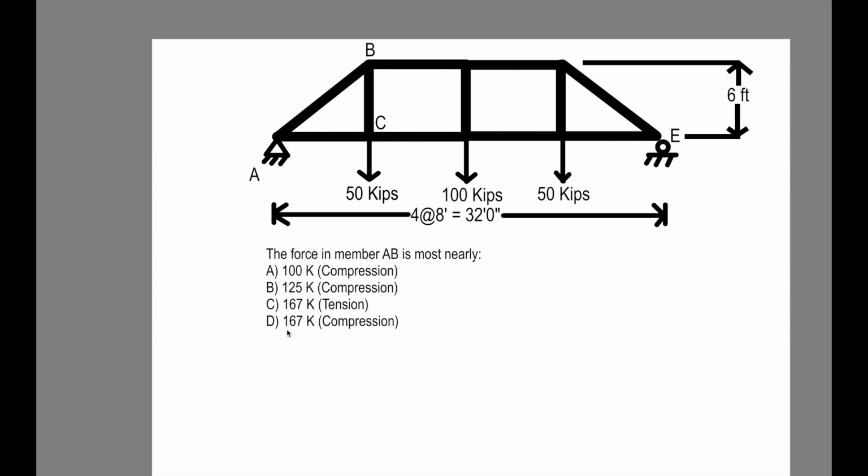We have a 50 kip force at node C, we have a 100 kip force in the center of the truss, and then we have a 50 kip force just to the right of that. And we are asked for the force in member AB. The question says the force in member AB is most nearly A, 100 kips compression, B, 125 kips compression, C, 167 kips in tension, and D, 167 kips in compression.